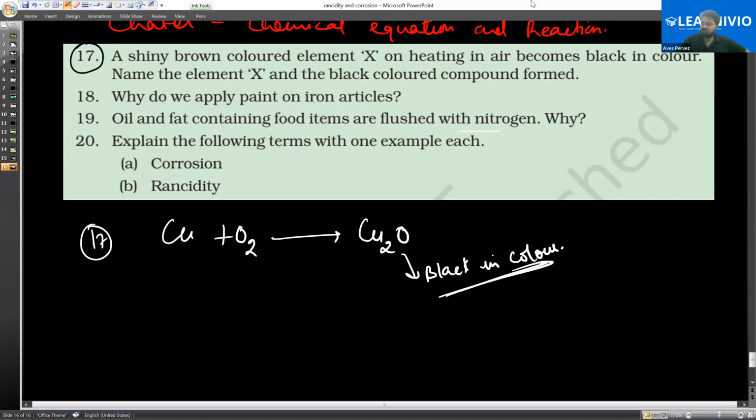Just write this: copper, a shiny metal, brown in color. Write the equation if you like, and then write that.